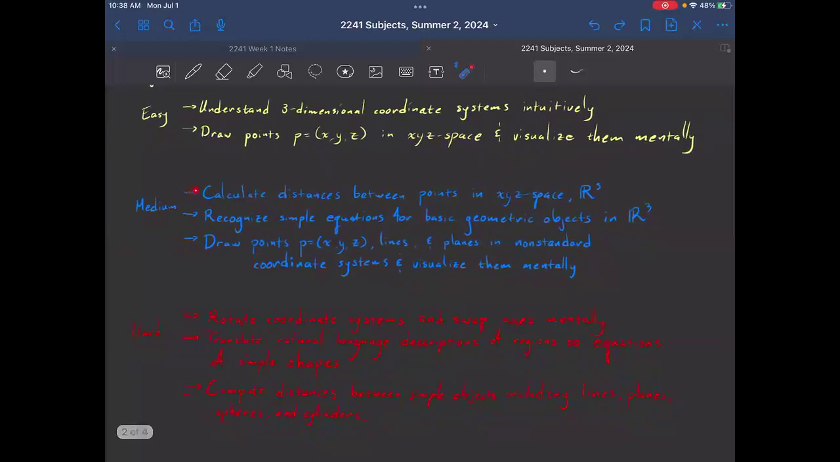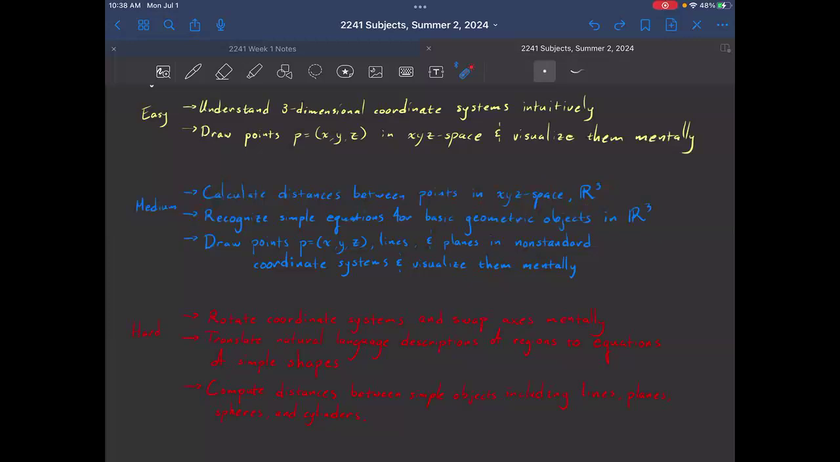The first one is that we want to be able to calculate distances between points. So that is just using that first formula in the formula section. XYZ space, R3 here. R3 is just another way of saying XYZ space. It's just a mathematical way of writing it.